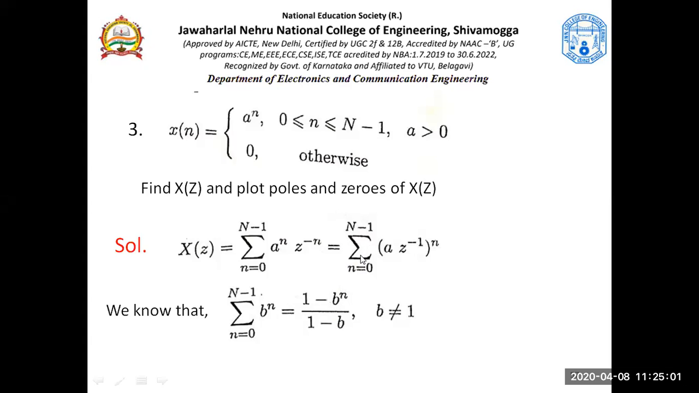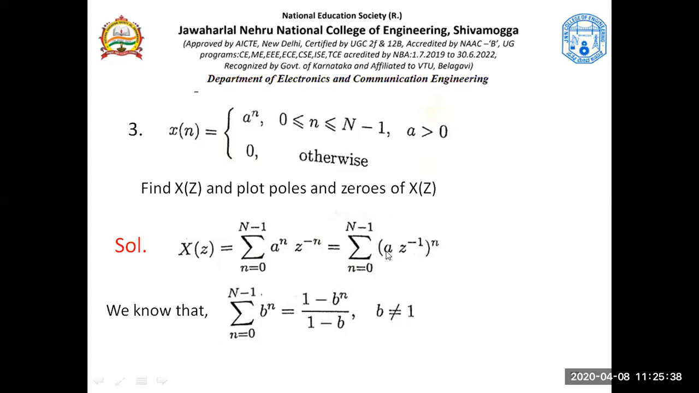The standard equation that we had seen already ranges from 0 to infinity, but in this case the summation is ranging from 0 to N minus 1. So you need to be a little careful with this particular summation, because it is dealing with a finite sequence, but we don't know how many samples there are. That's why, to get the result of this summation, we need to use this standard summation that we have here. So with this I can write this particular summation in place of b.